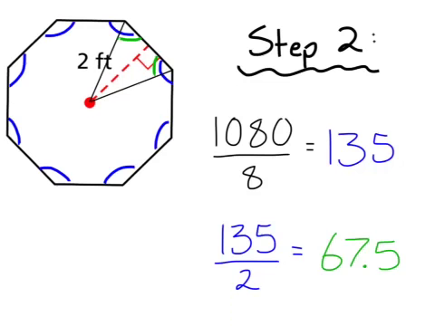In step 2, we're going to focus on this small triangle inside of the heptagon, and we're going to find some angle measures. So we start with the sum of all the interior angles that we found in step 1 and divide that by the number of sides, and that's going to equal 135, which is the measure of each of these interior angles in the heptagon labeled in blue. Now we want to find these green angles, which are half of the blue angles. So we divide 135 by 2 and we get 67.5.